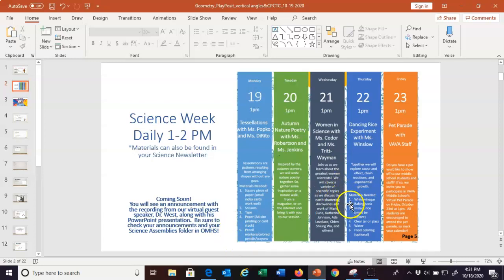For the dancing rice experiment, you're going to want white vinegar, baking soda, instant rice. It has to be instant rice for it to work. A clear jar or glass, and some water. Food coloring is optional. Again, you can come to any of these sessions if you just want to sort of hang out and listen, but if you actually want to participate in the activity, then you'll want to grab those materials.